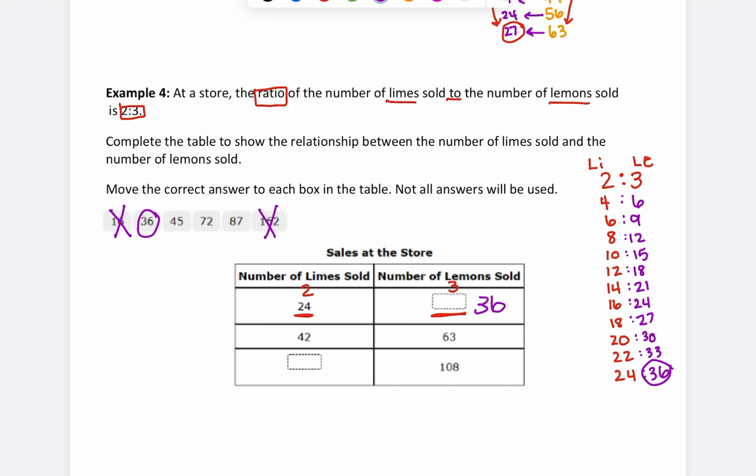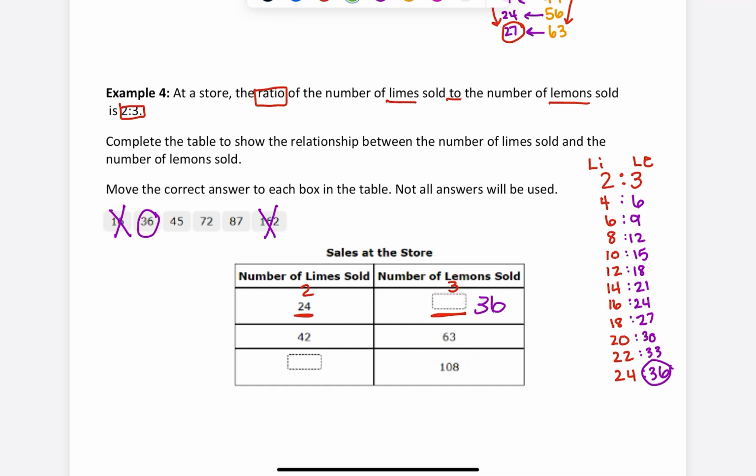So this time, instead of skip counting, because I would have to skip count all the way to 108, and that's gonna take us a lot of time, this time I'm gonna find my rule. So follow along with me here. I have 2 and 3. So how do I get to here? I don't know, because that's a box. So I need to know, how do I get from 3 to 108? What am I multiplying by?